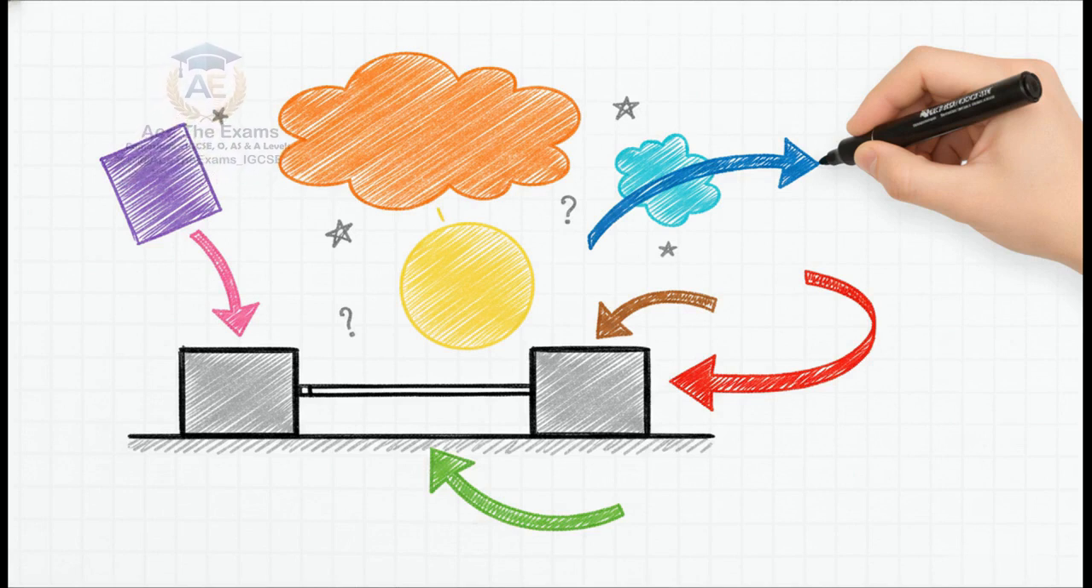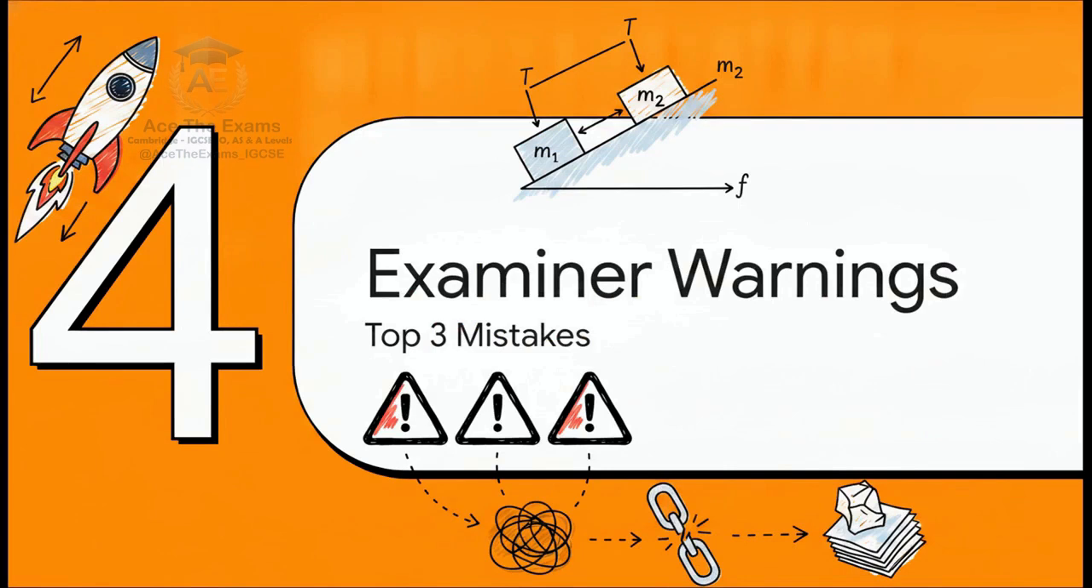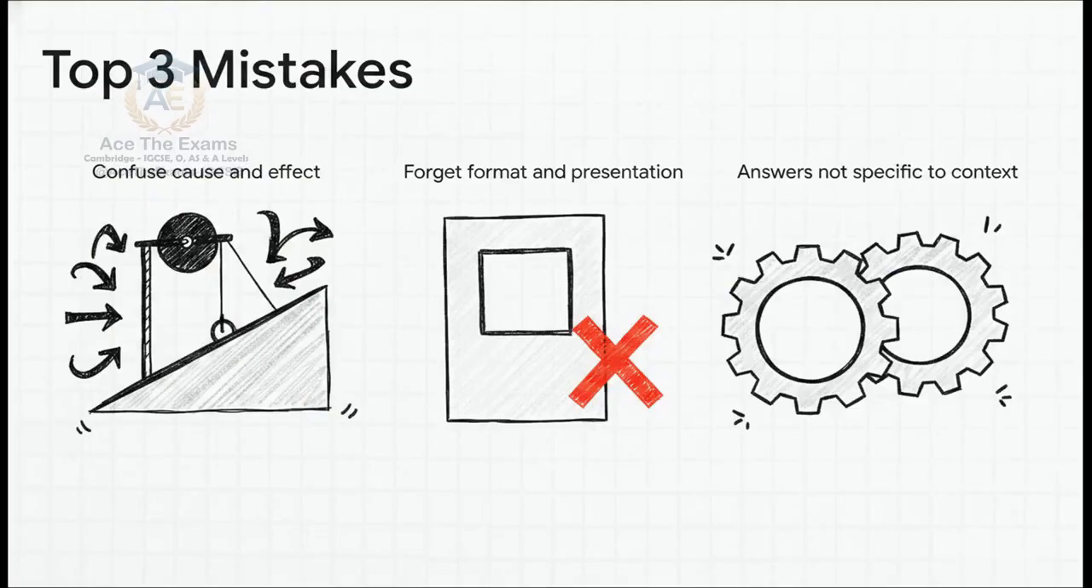marks. Section 4, Top 3 Examiner Warnings. Pay very close attention here. This is the climax of our explainer. We are looking at the exact traps that drain marks from otherwise highly capable mathematics candidates, straight from the people grading your papers. Here are the top 3 mistakes.